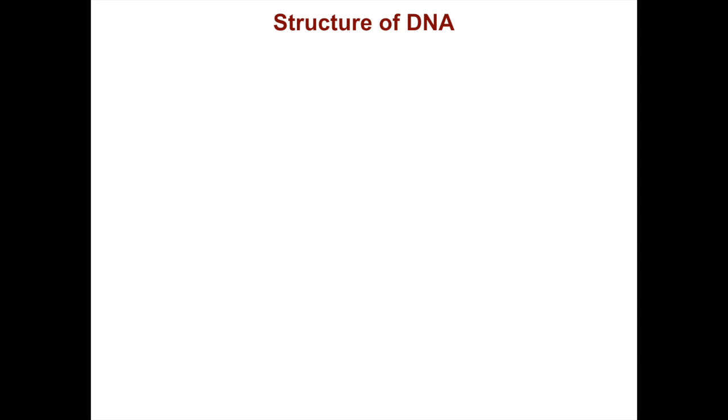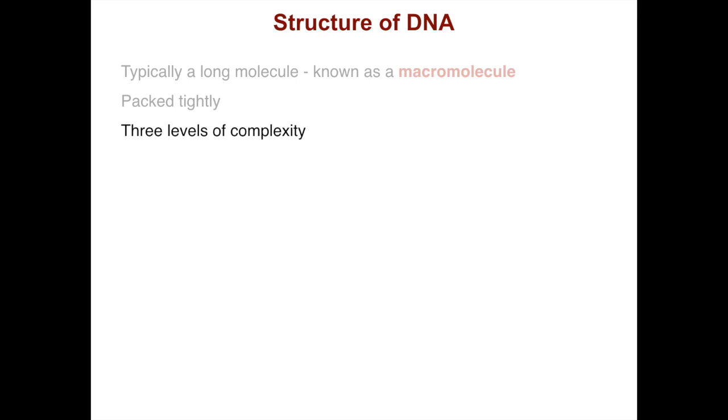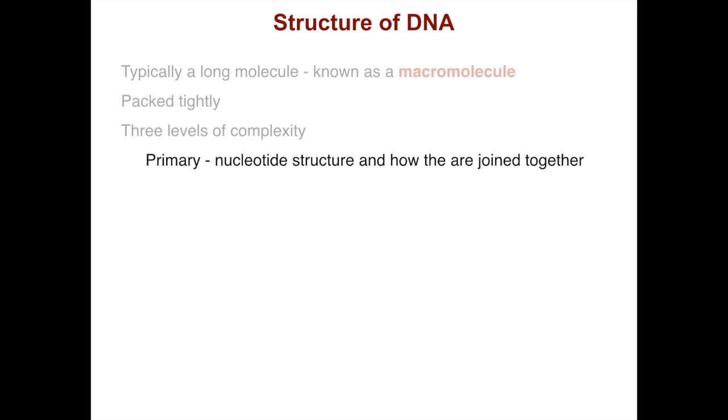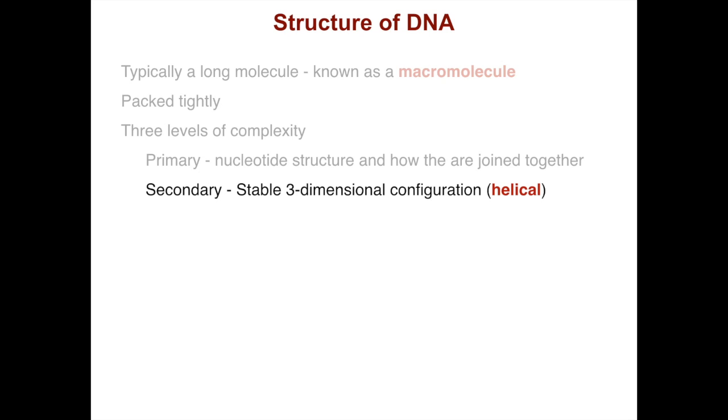So let's delve a little deeper into the structure of DNA. It's typically a long molecule. It is known as a macromolecule. It's packed tightly, and has three levels of complexity. Primary, the nucleotide structure and how they are joined together. Secondary, the stable three-dimensional configuration, its double helix. And tertiary, the complex packing arrangement.